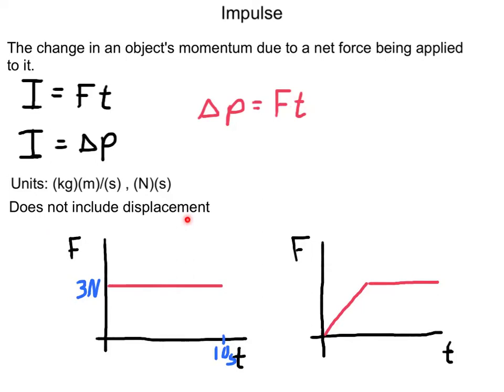Also, similar to the work energy theorem, the area under the graph is the impulse, or also the change in an object's momentum. So the area under a force-time graph is the change in the object's momentum. Here's a quick proof of that. I have over here a force-time graph, 3 newtons, 10 seconds, and it's just flat. So the area underneath is a nice rectangle: your base, which is the time, times your height, which is the force. And force times time is the impulse, or the change in momentum, delta p.